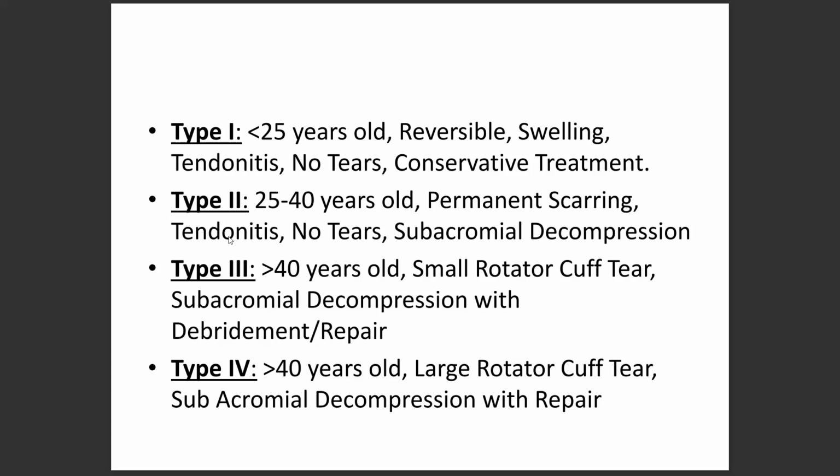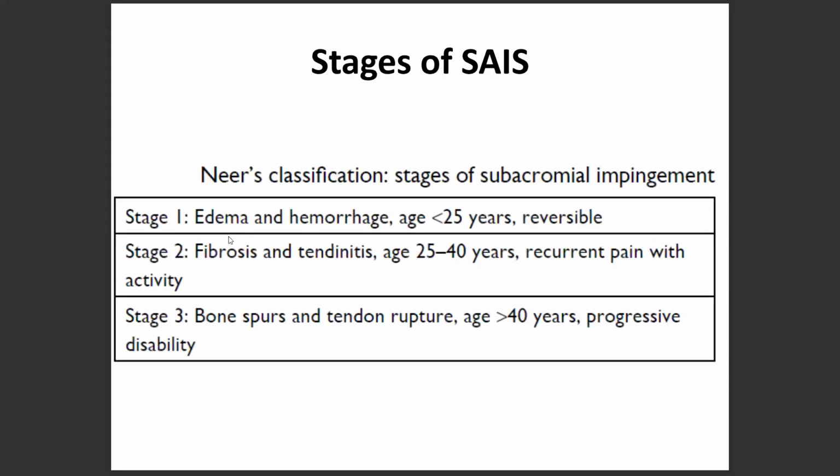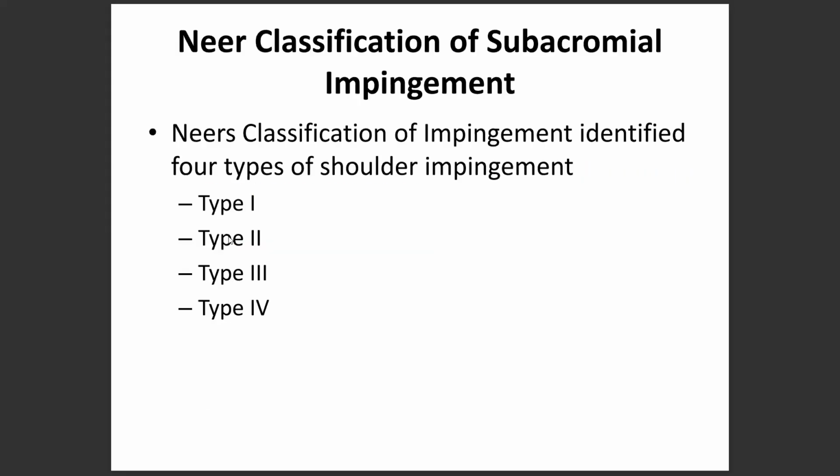In the type 3, the patient will be more than 40 years. There may be some small rotator cuff tear, and small acromial decompression with debridement repair would be very successful. On the other hand, in type 4 the patient will be the same, over 40 years old, but the rotator cuff tear will now be large, and subacromial decompression with repair would be done. यानी the patient इसको अच्छा response देगा. तो ये जो है, these are the types of subacromial impingement, and previously जो हमने discuss किया, those were the stages of the subacromial impingement syndrome.